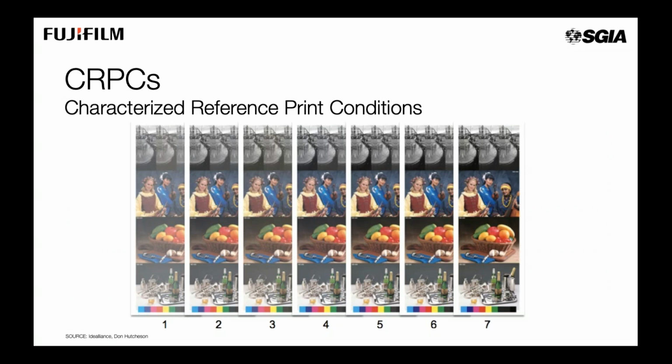This shows what they look like. So here's 1 through 7. You can see they are very well aligned color-wise, a similar visual look. The only difference is the amount of saturation that each of those substrates is able to provide.